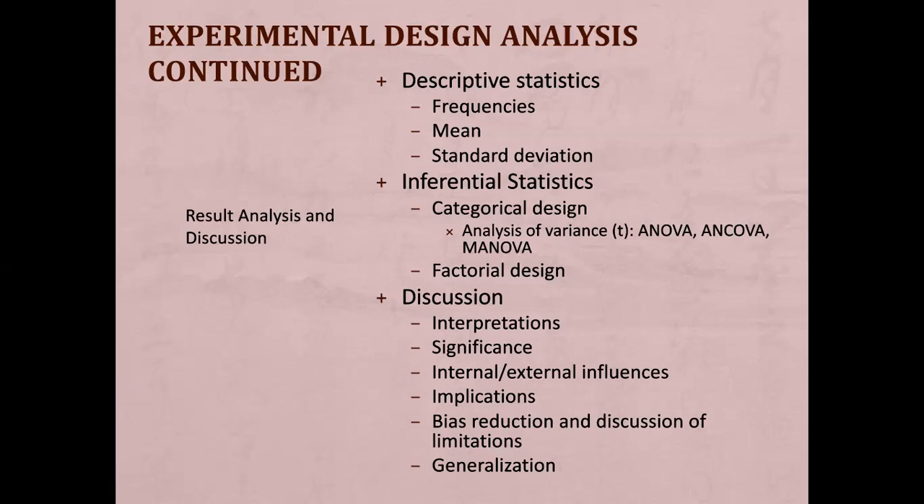So when we're analyzing if they use the appropriate statistics, we're looking for if they did these different tests with the results and if they described why they did the tests that they did. And then we have the discussion, which we're looking at different interpretations of the data. Was the data significant? Did they discuss any internal and external influences or threats to the validity? And if they did have those different influences or threats, what did they do to reduce that? Were there any implications that occurred during the study? What did they do to reduce any biases? And did they discuss the limitations of their study?